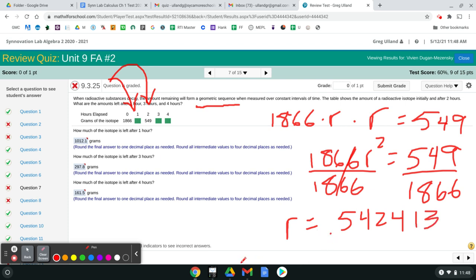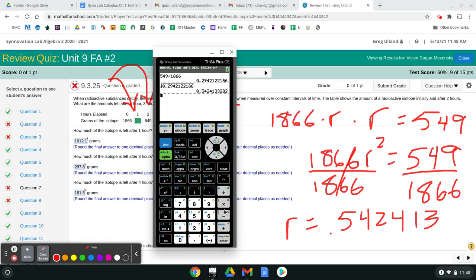All right, now to find the answer, I take that number and I multiply it by 1866. And there, that gives me that one. And I multiply that times, watch, I can just go up here and highlight it. And that gives me that second one, 549 times that. 297.8, bam, times that number again. We're just multiplying by our R value, and that's how you get the 161.5. Okay, tough question.